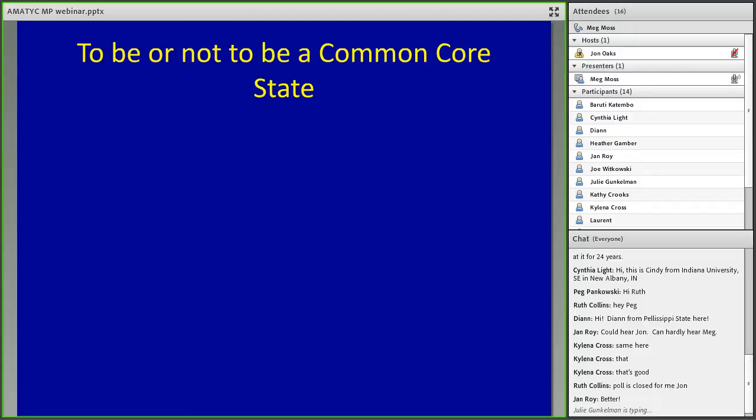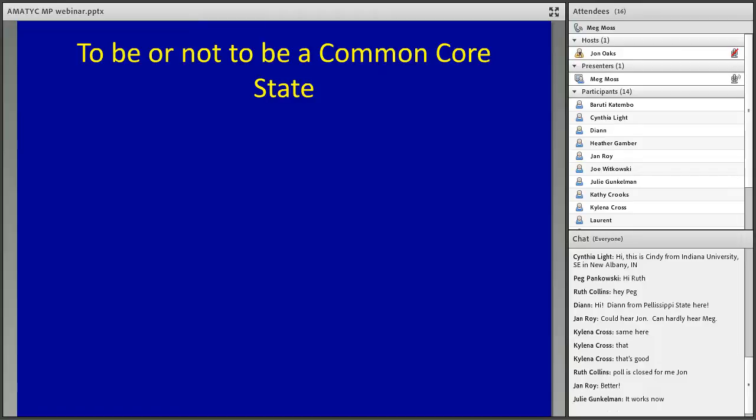All right. Okay. So the first thing I want to say about this is to be or not to be a Common Core state, right? Because this is in the news, it's wherever you look, right? And some of you might be in states where you haven't adopted, you're going to adopt, or you did and now you're going back. Okay.